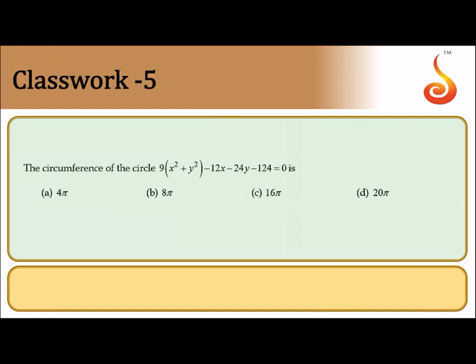So option B is correct, 8 by root 5. Example 5. The circumference of a circle. Same way, what is the circumference of a circle? 2 pi r. So again you require the radius.